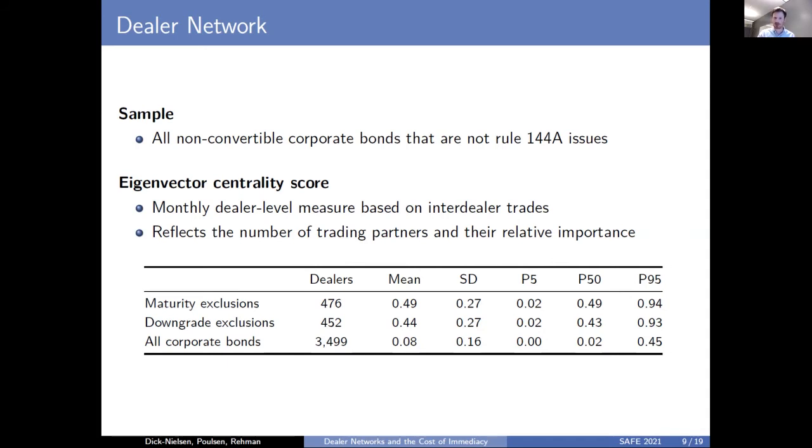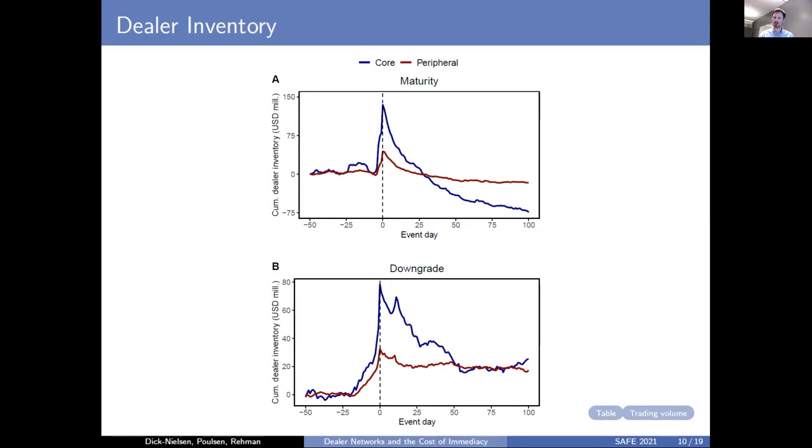We then use these centrality scores to divide dealers into two groups, core and peripheral dealers, and then we track their inventories through time. So in the top panel here, I show you the cumulative average dealer inventory in event time, where again, event day 0 is the exclusion date. So here we can see again, there's very little inventory buildup across or before the exclusion date, and then we have the spike on the exclusion date itself.